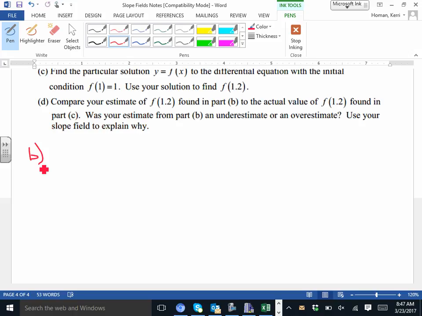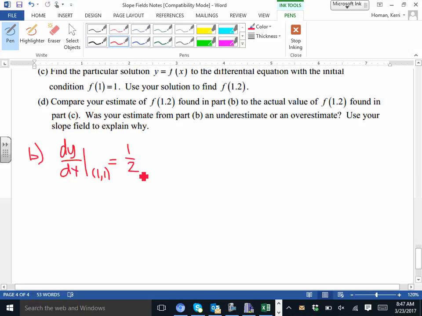We need the derivative. So dy dx, we need to evaluate it at the coordinates 1, 1. Which is what? 1/2? So our coordinate is 1, 1. We have determined our slope is 1/2. So we have y minus 1 equals slope times x minus 1. There's our tangent line equation.